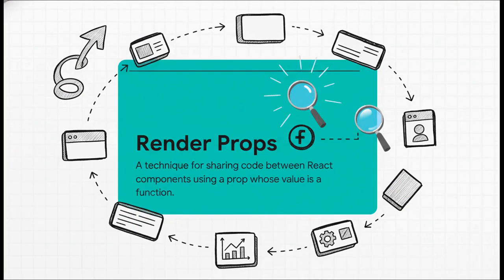Next up in the evolution, the render props pattern. This one's a little different. Instead of wrapping your component from the outside, it gives you a special prop, and the value of that prop is a function. It's like handing a component a set of instructions for what to do with the data it manages. It sounds weird, but it's incredibly flexible.